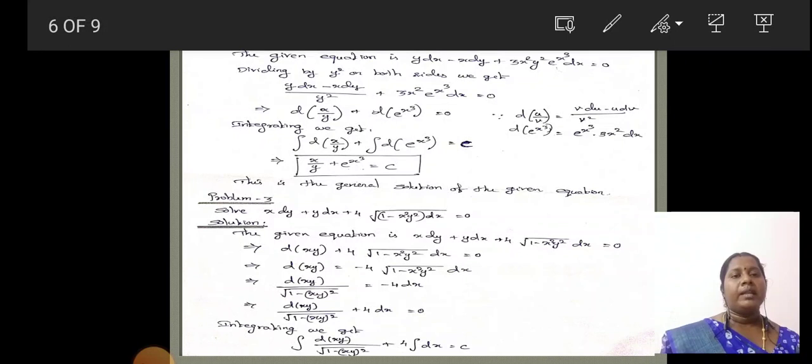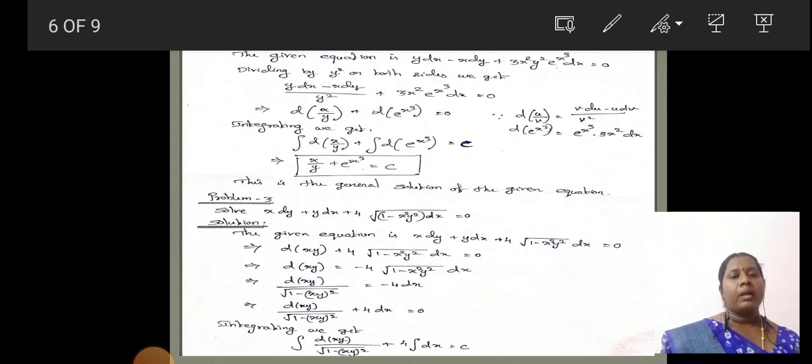Now we integrate on both sides. Integral of d of xy by square root of 1 minus xy the whole square plus 4 into integral of dx equal to c. Since we know that d of xy by root of 1 minus xy the whole square equal to sin inverse of xy.